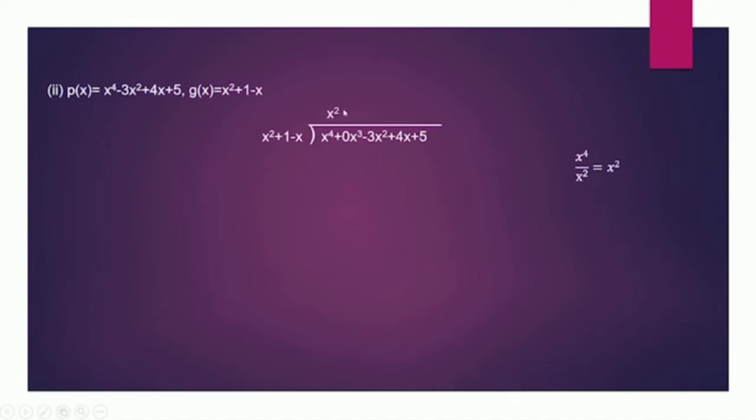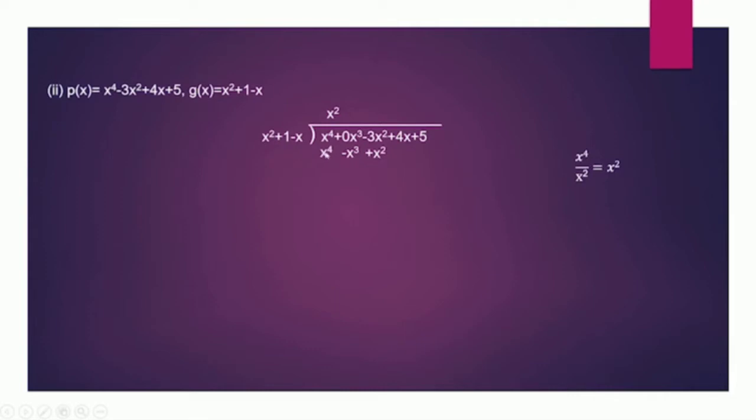Okay, now in the next step we need to multiply x square with the whole term g of x. Now x square into x square, we will get x to the power 4, and x square into minus x, we will get minus x cube, and x square into plus 1, we will get x square itself, that we can write here.